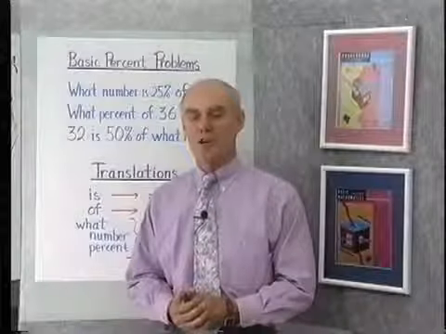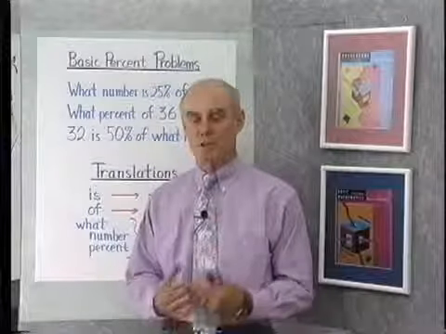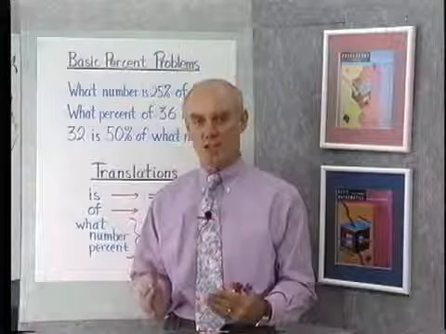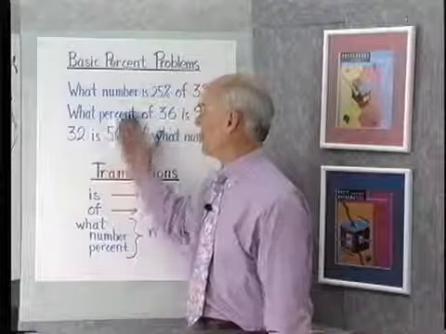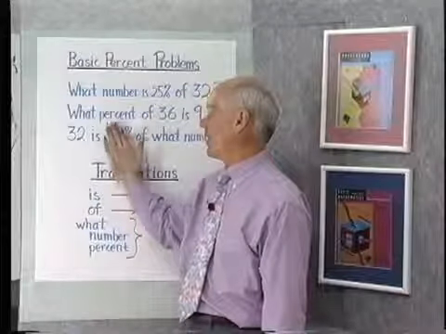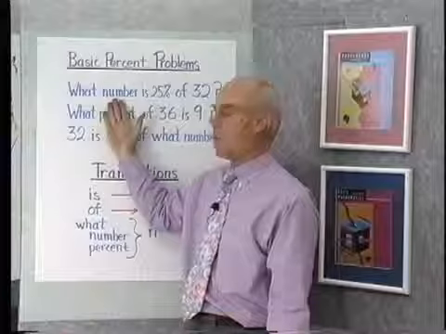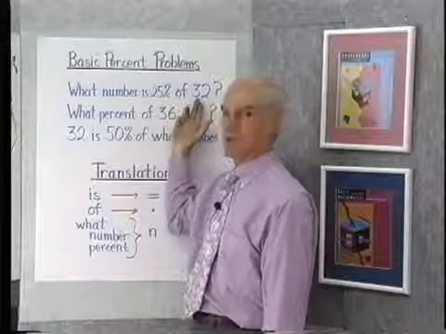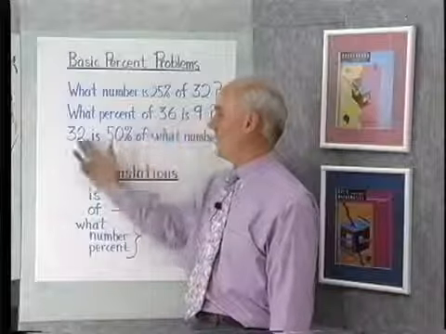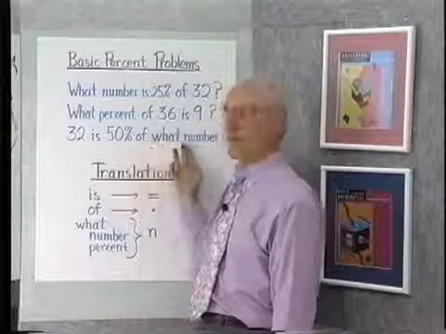In this section, we're going to solve some basic percent problems that involve translating statements about percent into equations and then solving the equations. There's really only three basic kinds of percent problems, and each one of them is written right here. The first is, what number is 25% of 32? The second is, what percent of 36 is 9? And the last is, 32 is 50% of what number?